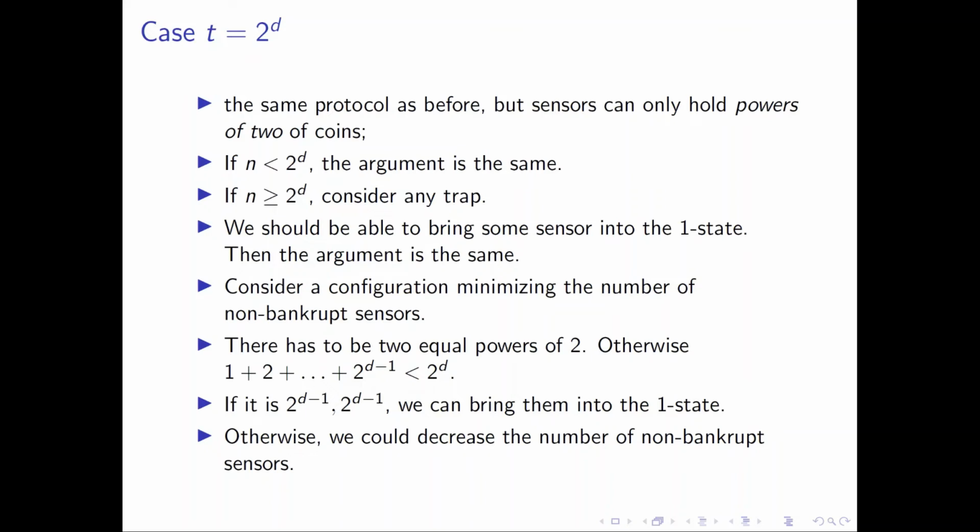Okay, so we have 2 equal powers of 2. If it is 2^(d-1) and 2^(d-1), then we can pair them and bring these 2 sensors into the one state, and we are done. Otherwise, if we have 2 smaller equal powers of 2, then by pairing them we can decrease the number of non-bankrupt sensors, because one of these 2 will become bankrupt. So that's impossible, and we have shown that we can bring one of the sensors into the one state.